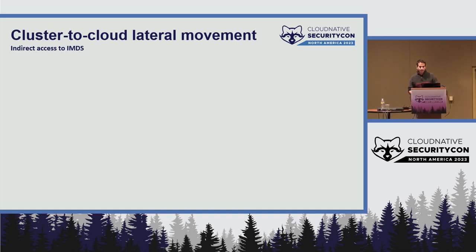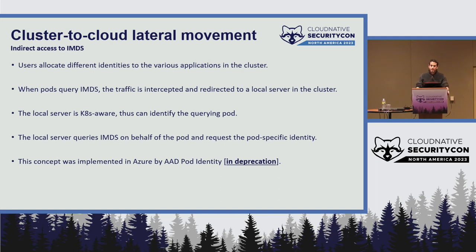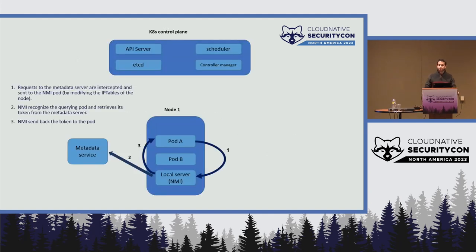Let's start with indirect access to IMDS. We are not going to elaborate too much here because this mechanism is not commonly used anymore, but in general, in this method, when a pod calls IMDS, its traffic is redirected to a local server. Then the local server queries IMDS on the pod's behalf, and this is implemented by the AAD Pod Identity project, which is now in deprecation.